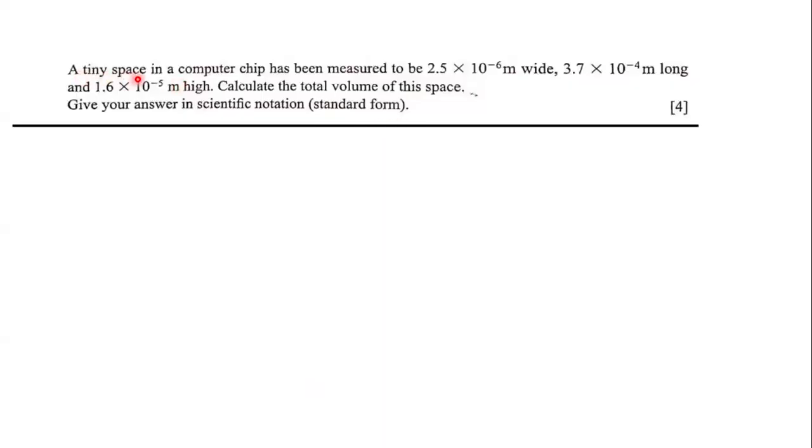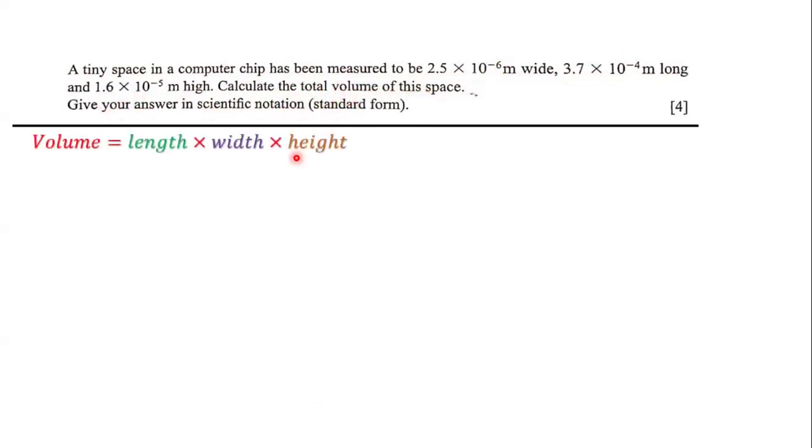A tiny space in a computer chip has been measured to be 2.5 times 10 to the power of negative 6 meters wide, 3.7 times 10 to the power of negative 4 meters long, and 1.6 times 10 to the power of negative 5 meters high. Calculate the total volume of this space. Give your answer in scientific notation or standard form.